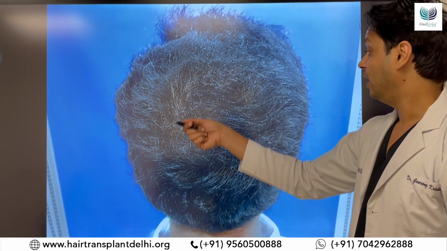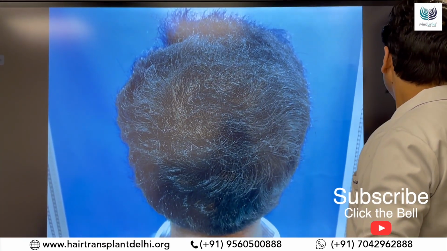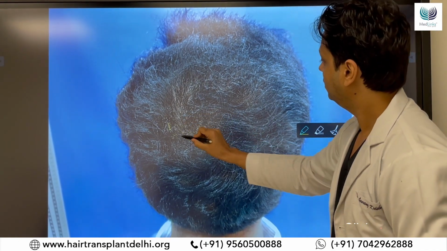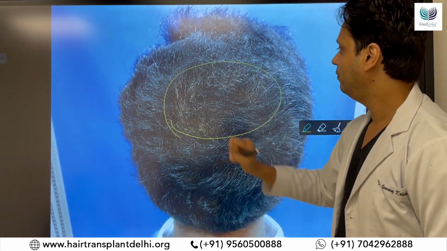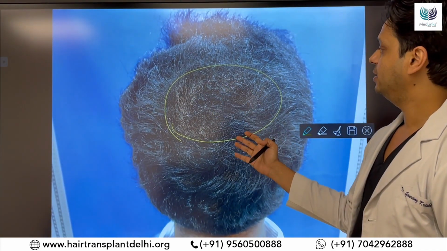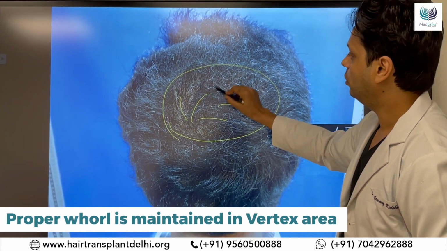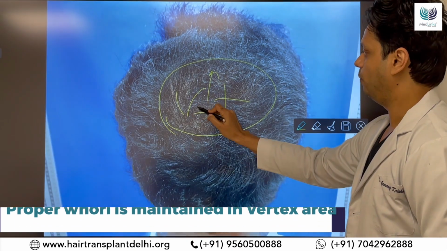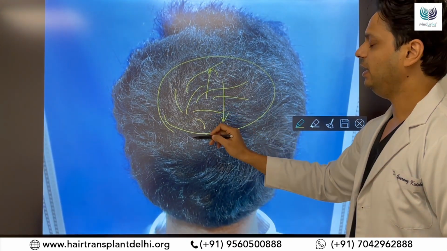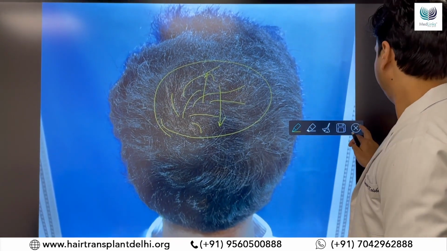The vertex area. So this was the bald patch, where we used around 2000 grafts. You see it's well covered. The whorl is maintained. It is not just front and down. A proper oval is maintained so that it looks nice.